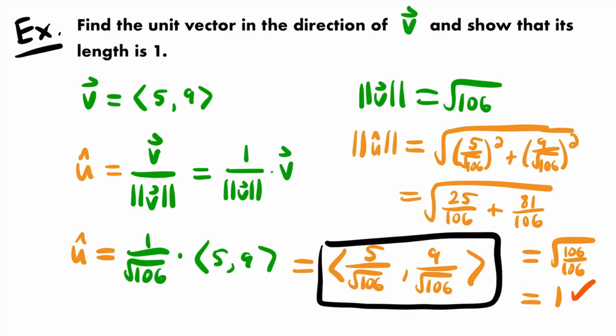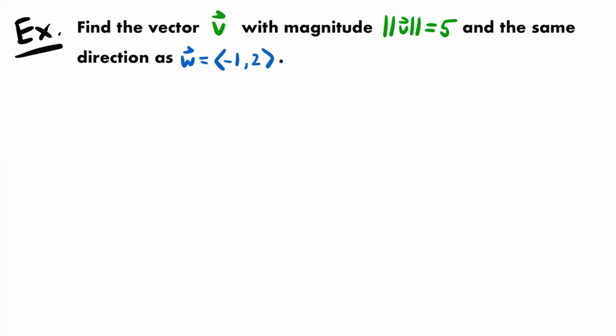Okay, let's take a look at another example. All right, so next up we have a slightly more complicated example. It's really going to test our knowledge of unit vectors. We want to find the vector v with a magnitude of 5 and the same direction as vector w, which is the position vector of the point -1, 2.